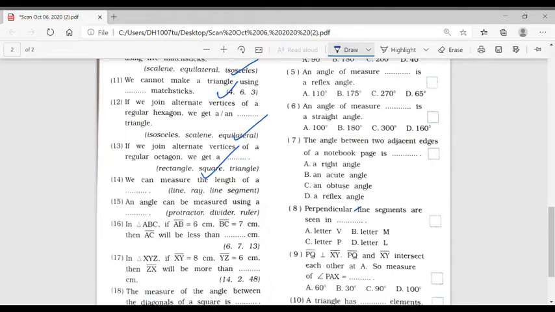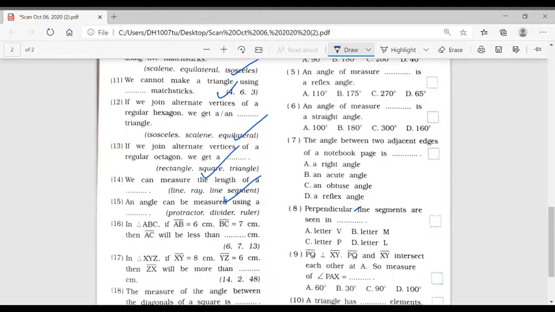Question number 14: we can measure the length of a dash. What is that called? Line segment. Neither line nor ray, because a line can be extended in both directions and a ray can be extended in one direction. So the answer will be line segment.